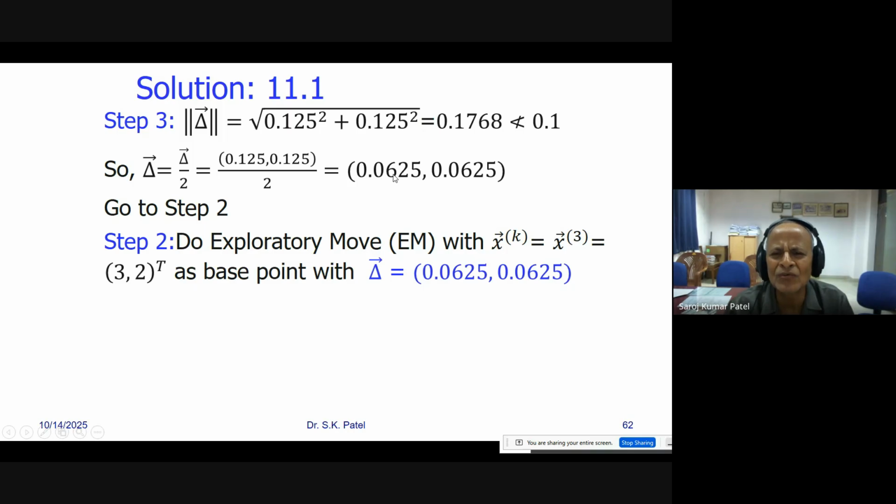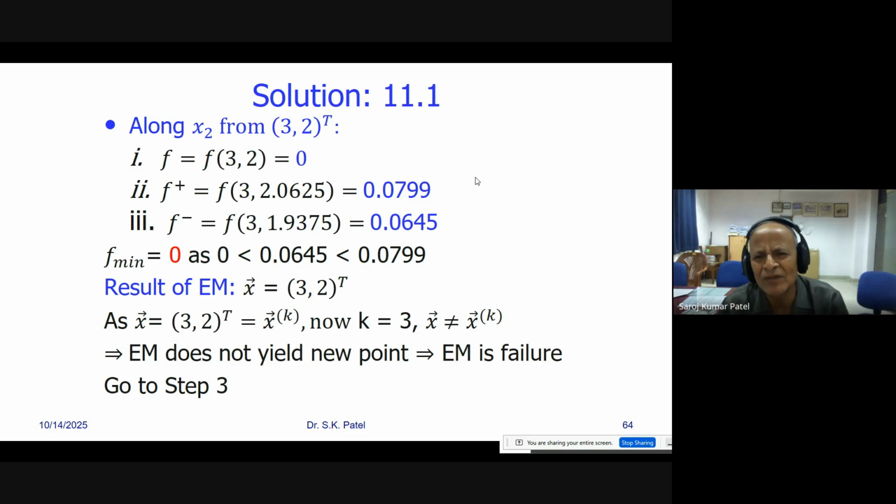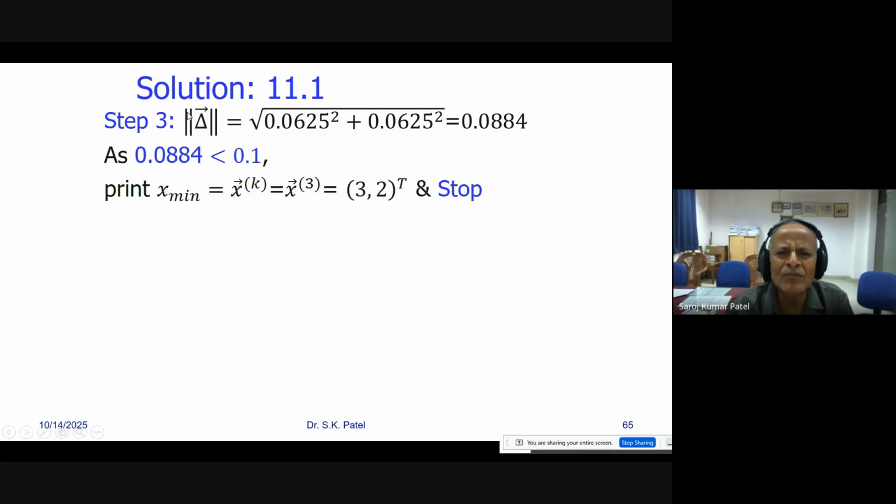So now it is 0.0625, 0.0625. Again do the exploratory move. Again the minimum is 0, be at 3, 2. Again in the x2 direction, the minimum is 0, remain at 3, 2. Don't move here and there. Be at 3, 2 where the function value is 0. Again find the norm. Here, for the first time, we get the value 0.08, which is less than 0.1. So we stop here and declare that the minimum occurs at 3, 2.